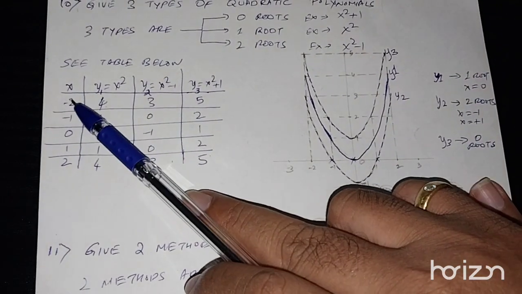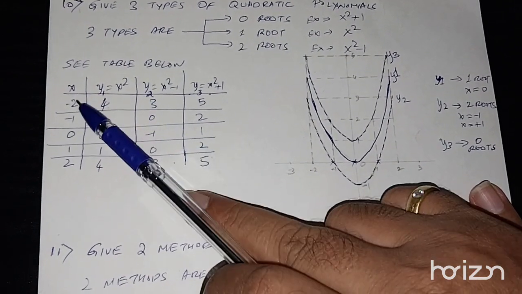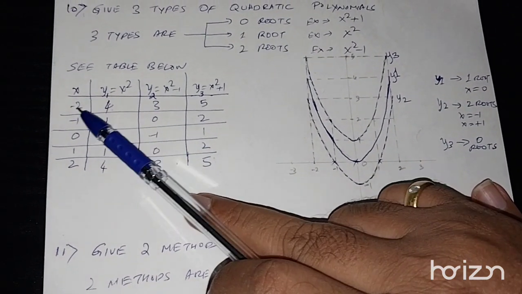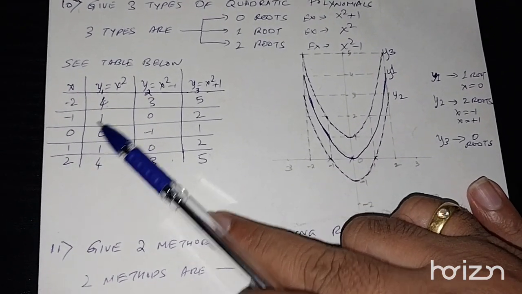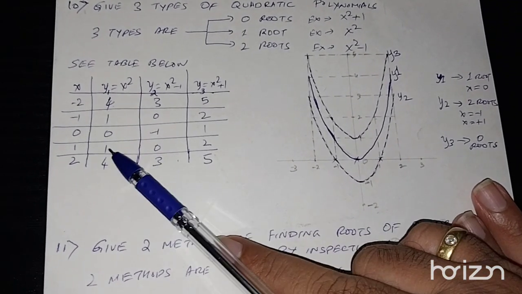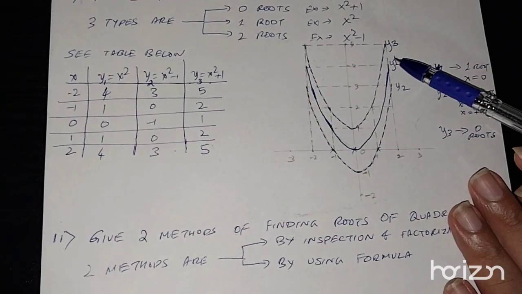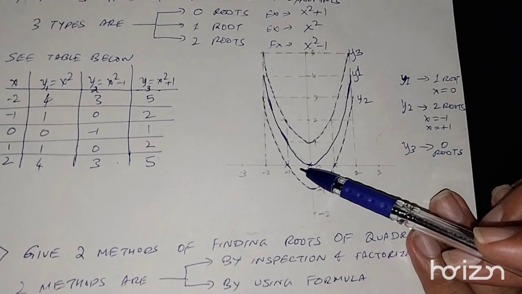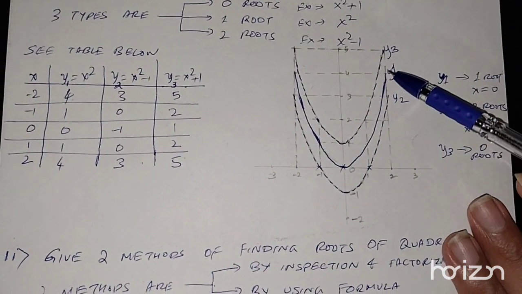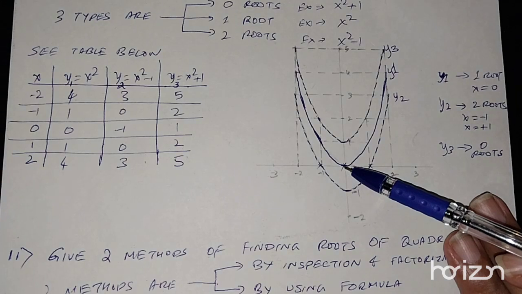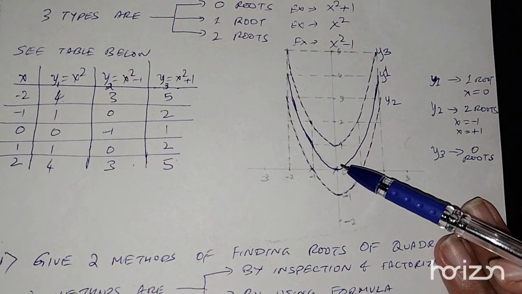So I'll give you an example. When x is equal to minus 2, y1 is equal to x squared, which is just a square, right? So you just square all these values. Minus 2 squared is 4, minus 1 squared is 1, 0 squared is 0, 1 squared is 1, again 2 squared is 4. So we have plotted y1 here. Can you see? That is the middle parabola, and the middle parabola touches the x-axis only at one point, that is x is equal to 0.